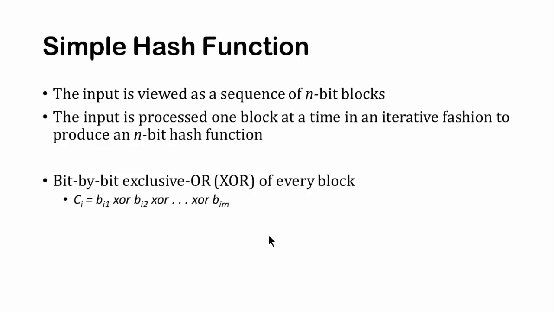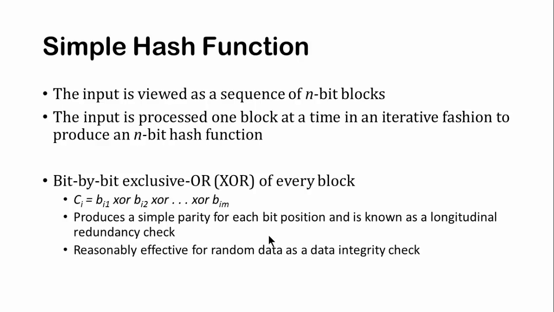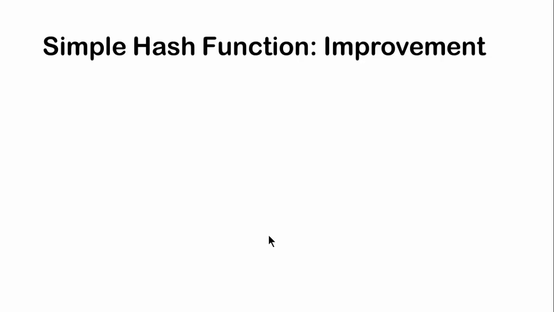So you take the various bits that you have got as input, and then you produce a simple parity for each position. This is known as longitudinal redundancy check. The approach here is very similar to the one that we have seen in the case of FCS, that is frame check sequence, where we talked about checksum. This function is reasonably effective, but not a very good function as we had seen, and you would be able to predict the formatted data, and the function is much less effective.